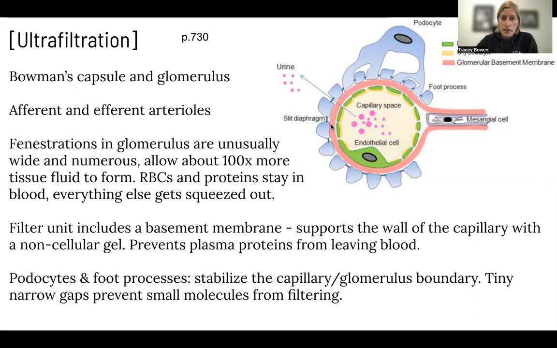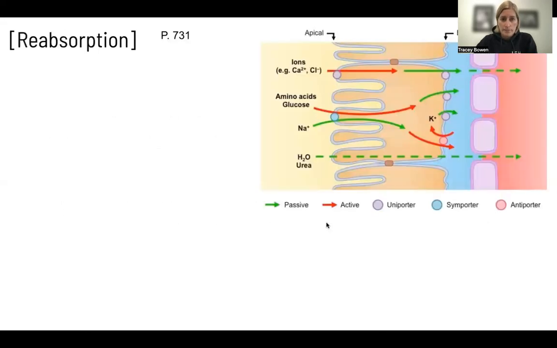And it's also going to have these, so the foot processes are these things here. That's the stabilizing component. And then it has tiny little gaps that are going to prevent small molecules from filtering. That's called ultrafiltration. So all of this is happening at that one little space at the start of the nephron, the glomerulus and the Bowman's capsule.